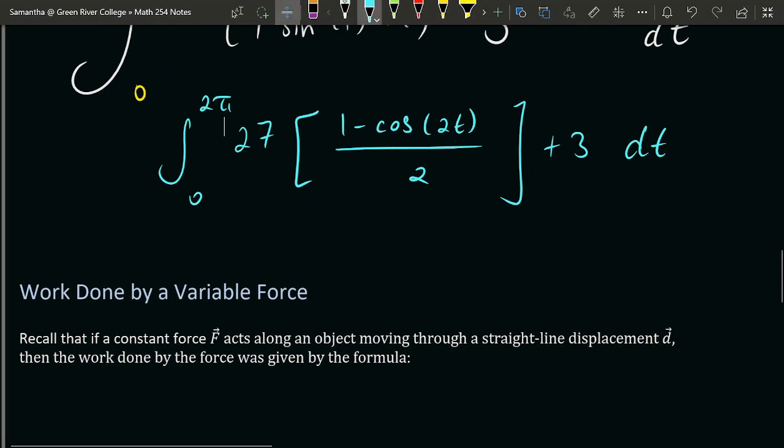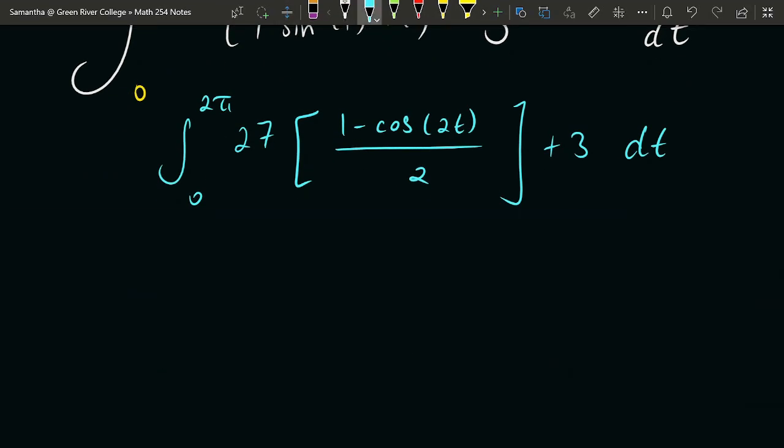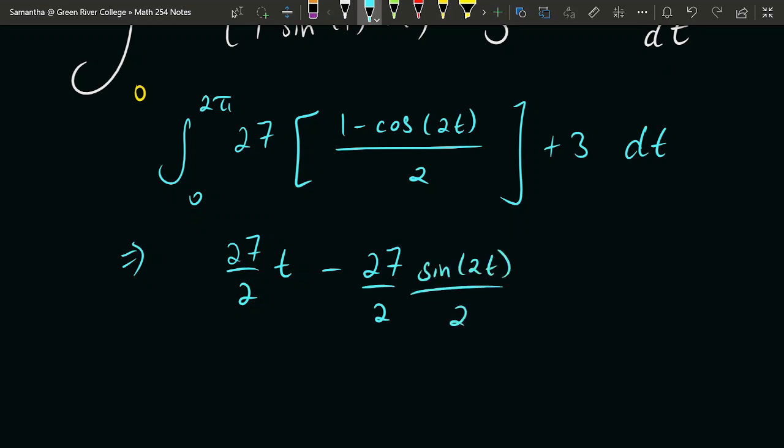Let's go ahead and find the antiderivative of that quantity. That 27 over 2 would become 27t over 2. The integral of this negative cosine will become a negative sine divided by 2, via u substitution because of chain rule. And then the integral of that 3 in the back will become 3t.